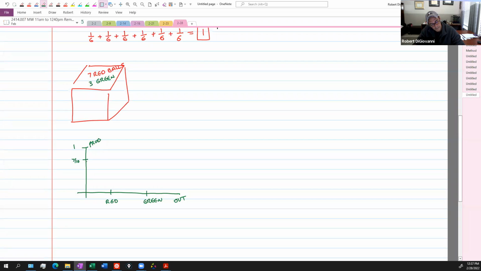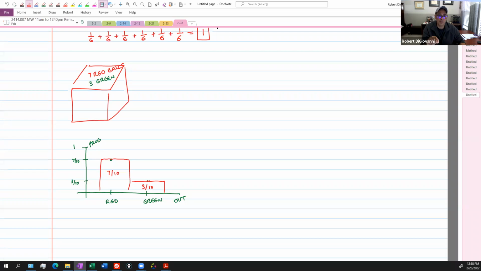That's the probability of getting a red. The probability of getting a green is 3 out of 10, so that would be 3/10. And if I do that same thing where I go over, down, over, down, this would be 7/10, this would be 3/10. And of course, if we add those two together, you get 10/10, which is 1, right?